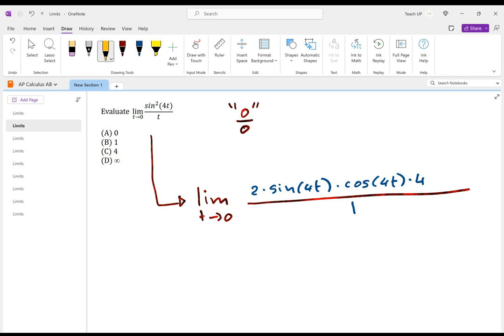And now we are able to substitute t equals 0 into this function, and we see that when we take the sine of 0, we get 0. When we get the cosine of 0, we get 1. So now we have 0 multiplied by a whole bunch of constants, which gives us an answer of 0. So the answer here would be 0.